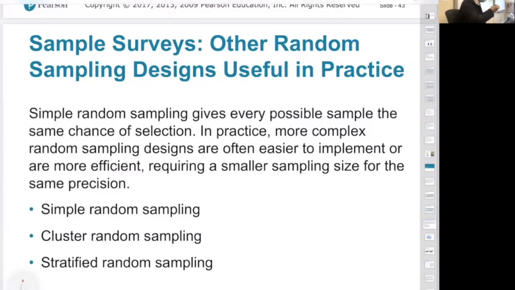Are close to each other. They are homogeneous. But if they are different, and we can put them in different groups, in this case we have different types of sampling. Like what? We have cluster random sampling and stratified random sampling. We will talk about that.